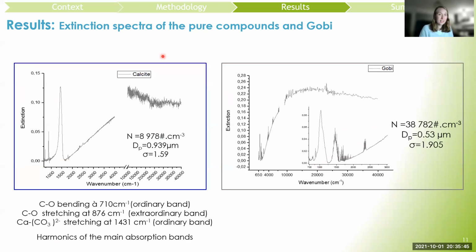Extinction spectra of calcite. Here it's also a non-clay material which is also crystalline, but in that case the ordinary and extraordinary rays are separate, so we can distinctly see them. And in the diffusion slope, we have some harmonics corresponding to the main absorption band. This could be really interesting to retrieve in the complex refractive index and see in Gobi. Why not? Here is the Gobi extinction spectra, and we will try to see if all these features correspond to the main three compounds.